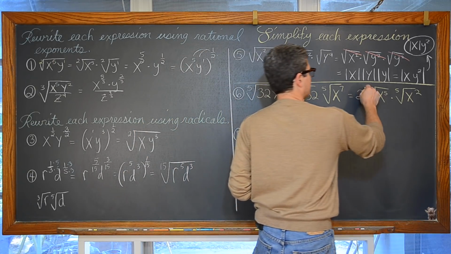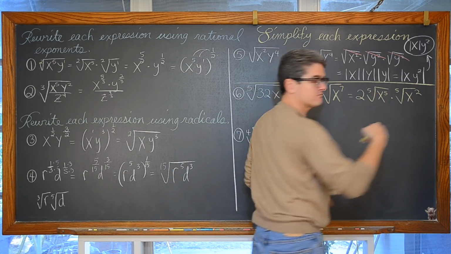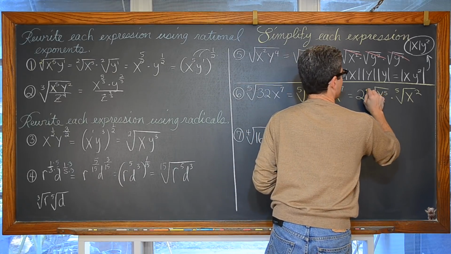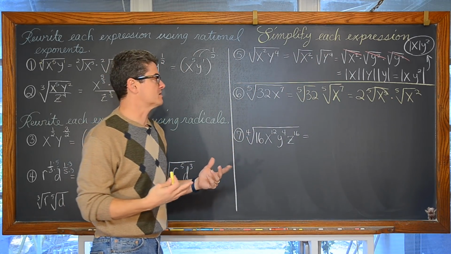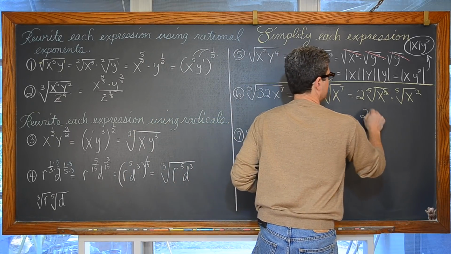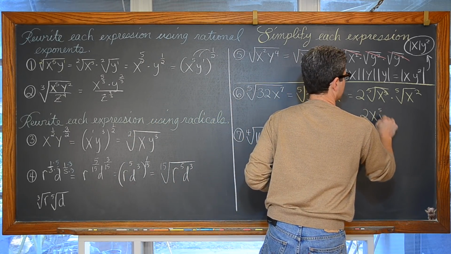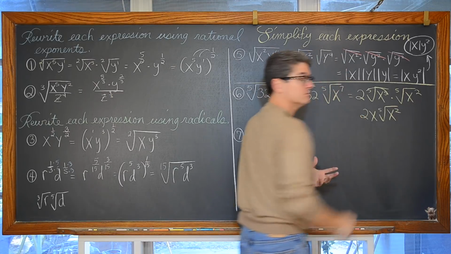And this index, that's why we talked about the review of exponential properties. That fifth root and that fifth power are going to cancel out, and you end up with 2x times the fifth root of x squared.